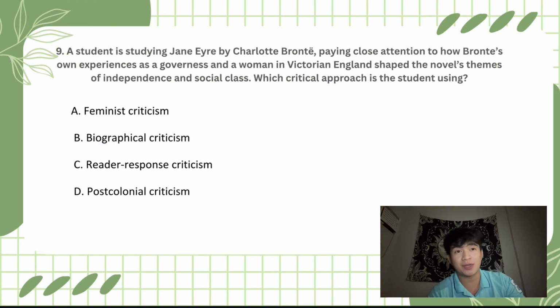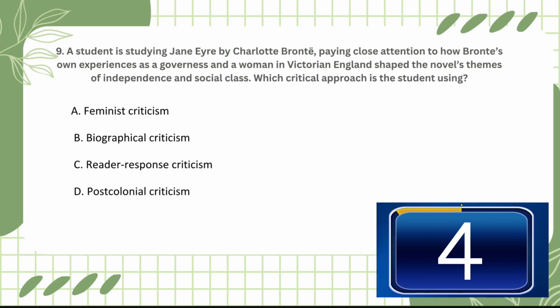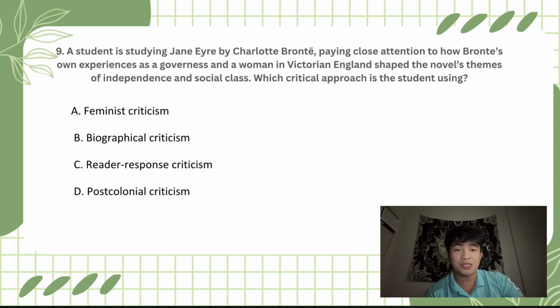And now let's proceed to question number 9. A student is studying Jane Eyre by Charlotte Bronte, paying close attention to how Bronte's own experiences as a governess and a woman in Victorian England shaped the novel's themes of independence and social class. Which critical approach is the student using? A. Feminist criticism. B. Biographical criticism. C. Reader response criticism. D. Post-colonial criticism. And the correct answer for this question is letter B, biographical criticism.